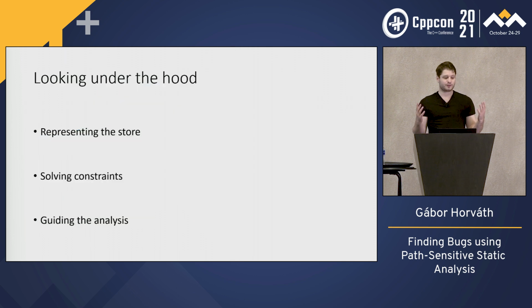So during the rest of the talk, I will talk about how we can represent the store in more detail. And I will also tell you how we can evaluate those conditions that are a crucial part of path-sensitive analysis. And at the end, I want to give you some tricks. If you see a false positive result from a path-sensitive analysis, how can you deal with that? And how can you make your code easier to understand in the process?